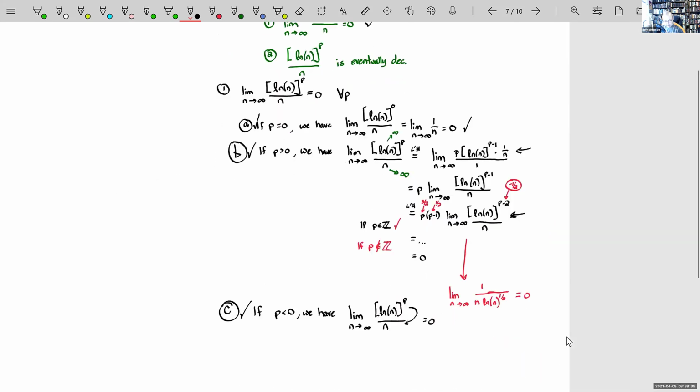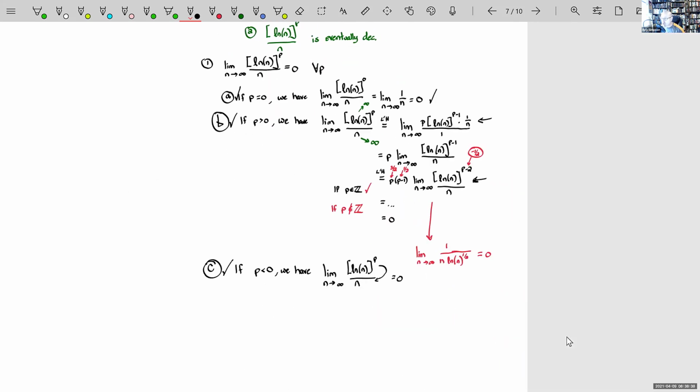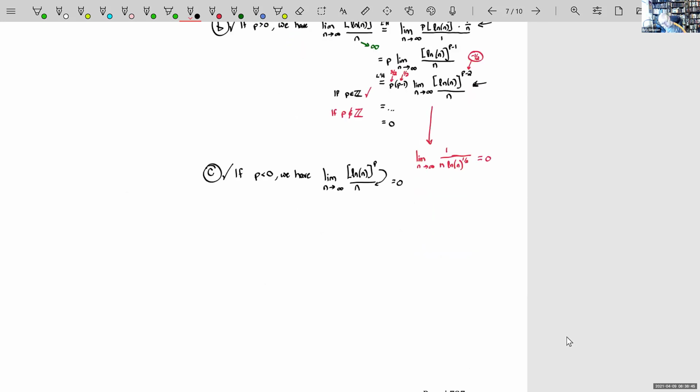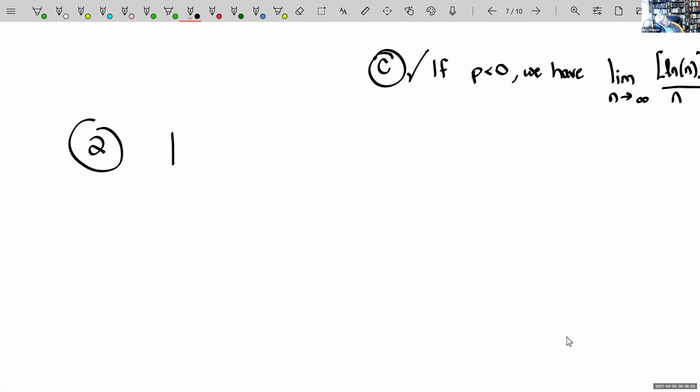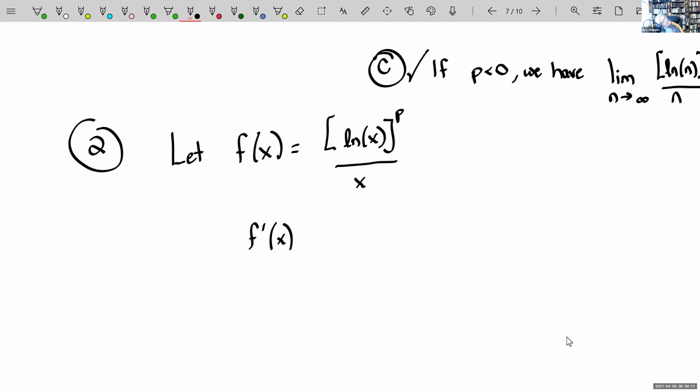Okay, well, let's go ahead and transform that into a function. Now, this might be a little bit of a nasty process, but let's just see what happens. So part 2, you're probably thinking, wait, wasn't the previous step the nasty process, right? So we're going to let f of x equal the natural log of x raised to the p power over x. And I want to showcase that that is decreasing.